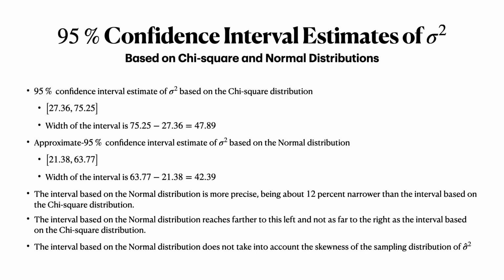The interval based on the normal distribution is more precise. It's about 12% narrower than the interval based on the chi-square distribution. We can see here that the interval based on the normal distribution reaches farther to the left and not as far to the right as the interval based on the chi-square distribution. This is because the interval based on the normal distribution does not take into account the skewness associated with the sampling distribution of sigma hat squared.